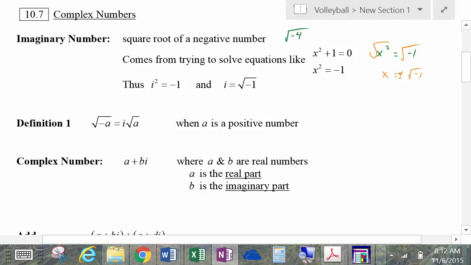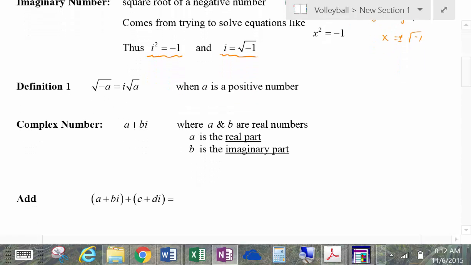But it's a new type of number that didn't exist before. So we define the square root of -1 as i. Can you all remember that? Okay. And i squared, if you square both sides, is -1. So these are the two things we have to memorize for today.